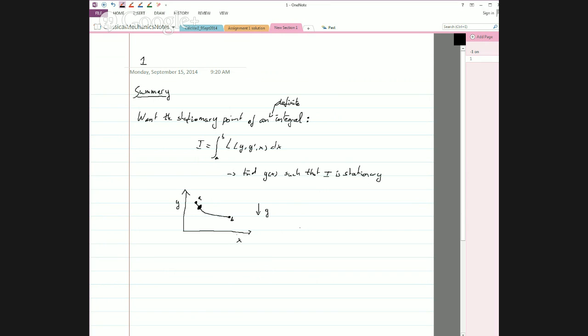And then, of course, we'll see that all of classical mechanics is, in fact, based on the foundation that some integral behaves this way.